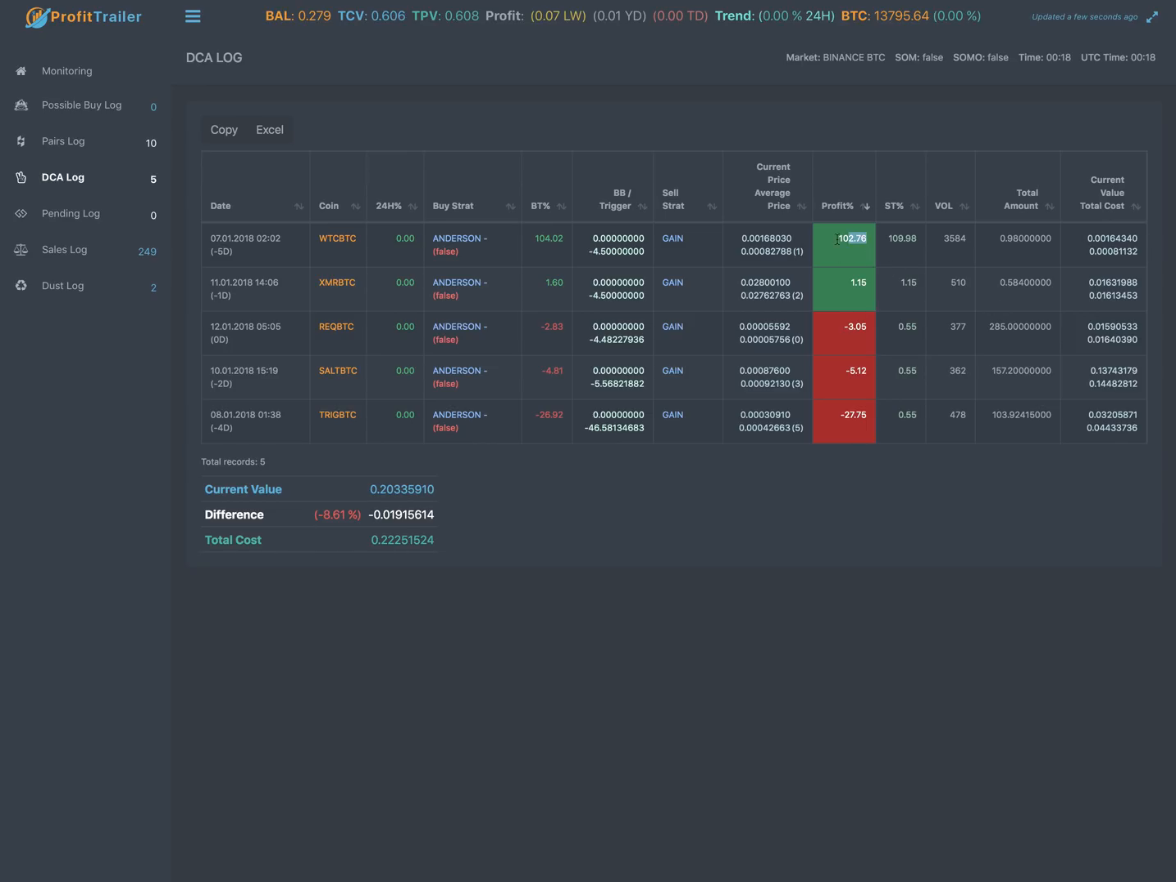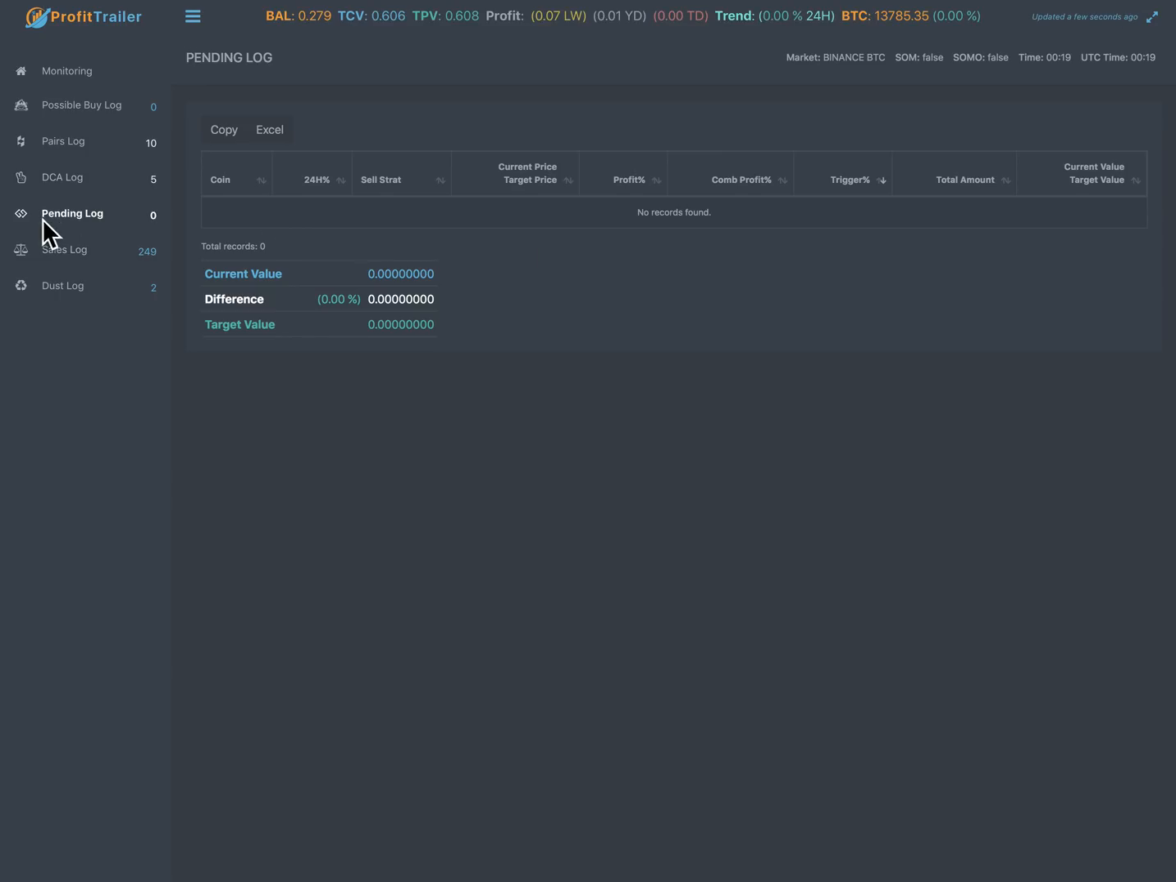So as you can see here, this one is kind of offsetting it, but not with as much dollar value, unfortunately. I have way more dollar value in Trig than I do in WTC, but this is at 102% gain because it's just been profit trailing all the way up. So that's something pretty awesome. My average price was 0.0008 and it's at 0.0168 now. So that's what the DCA log is.